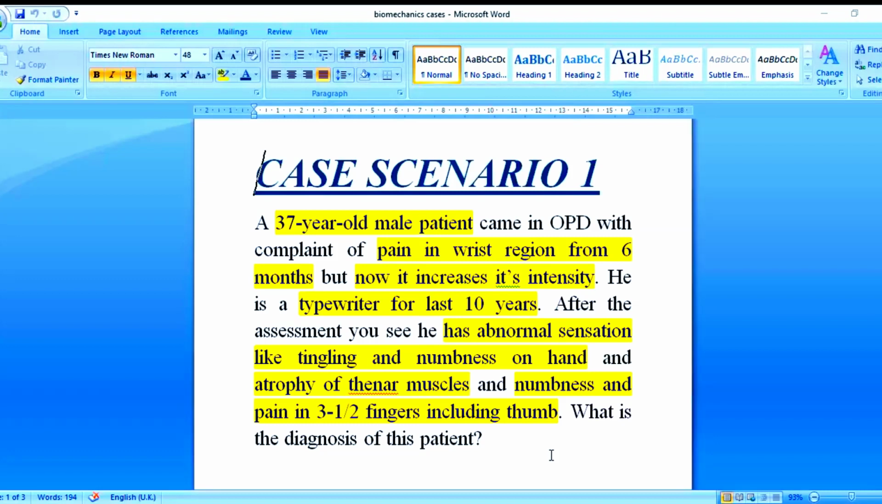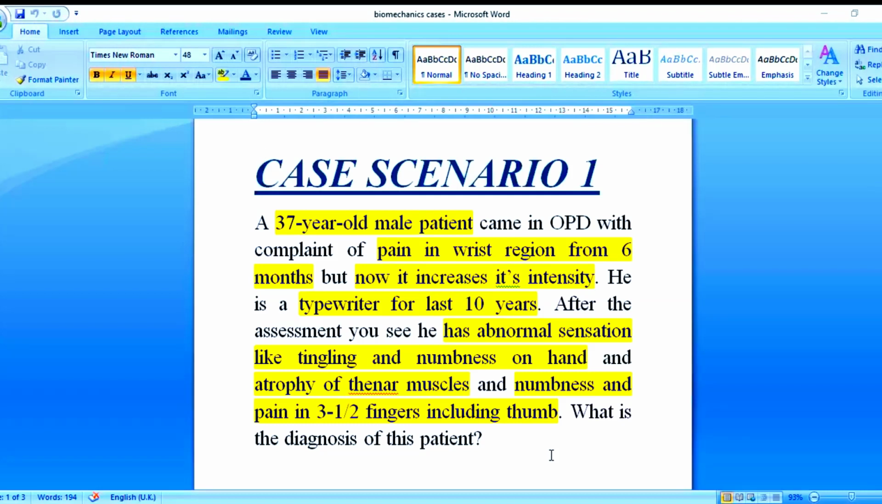Okay, after the assessment, you see he has abnormal sensation like tingling and numbness in the hand. Basically, the patient has tingling and numbness, so there must be some nerve involvement. Then the next is atrophy of the thenar muscles. Thenar muscles are the muscles that make the thenar eminence, the protruded region of the hand that is present on the side of the thumb.